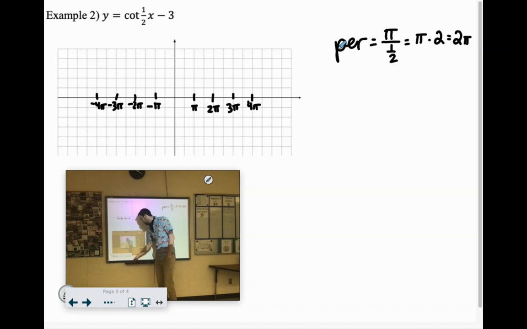Now, this also changes where our asymptotes are, but if you kind of remember what we had going, we always had our asymptotes for cotangent at the y-axis, and then it was every single period. So typically a period was pi, so we marked it off at every pi, but now our period is 2 pi, so we're going to have asymptotes every 2 pi.